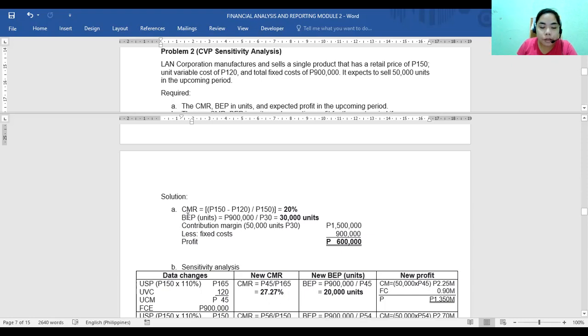Now it's BEP in units. So BEP in units, we're gonna use the CM in peso per unit. So 150 less 120, it's 30. And fixed cost of 900,000 divided by 30, the contribution margin. So that's 30,000 units. So at 30,000 units, the company is at break even where the contribution margin equals fixed cost. So that means your profit is 0.